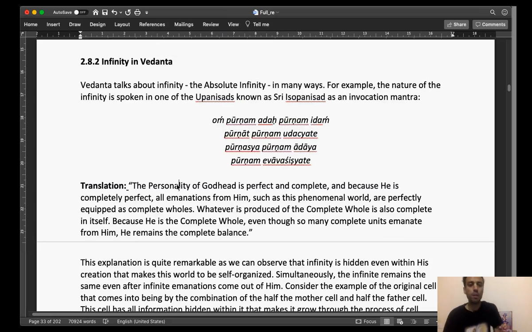Yes. The Om Purnamadaha shloka, the translation is like this. The personality of Godhead is perfect and complete. Om Purnamadaha and Purnam Idam. Because He is completely perfect or completely infinite, all emanations from Him, such as this phenomenal world, are perfectly equipped as complete wholes. Idam means this world. Purnam Adaha means Krishna or the Supreme Lord. He is Purnam, infinite, and this phenomenal world is also Purnam.